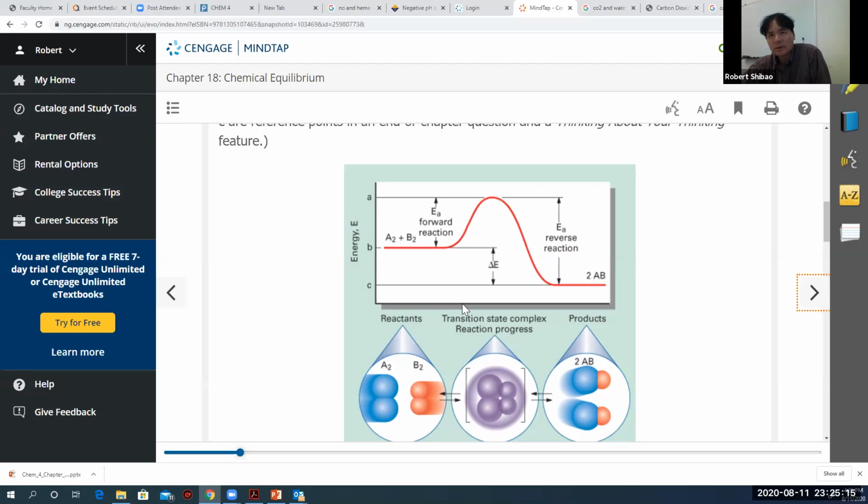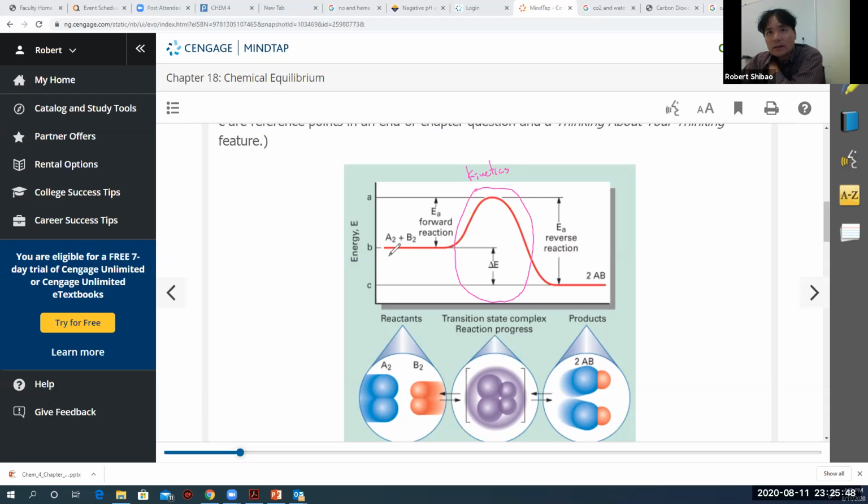This is the kinetics part of this. The kinetics part is telling us how fast the reactions go. How fast the reactions go depends on how big this hill is. If this hill is very big, then it's going to be a slow reaction. We can speed it up by increasing the temperature and get more molecules climbing over the hill. That's one thing. And so this is the kinetics part.